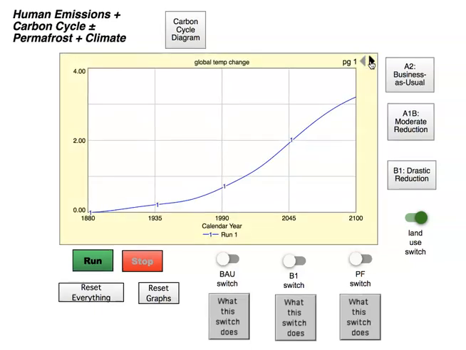Okay, so let me just show you a couple more things before I set you free to work on this. So what we can do again is we can run different scenarios and compare them side by side. So we can do that. This is A1B. Let's turn A2 on. So there's our A2 scenario, business as usual. Let's turn B1 on. And then that's our third one. That's our B1 scenario, the best case scenario.